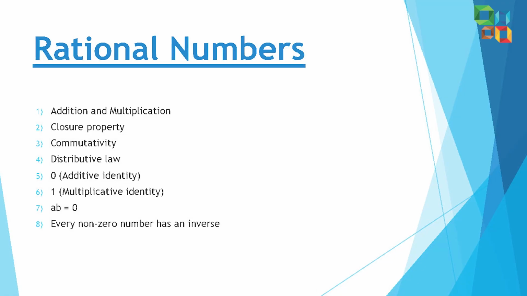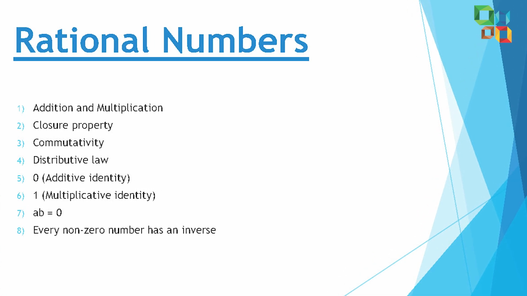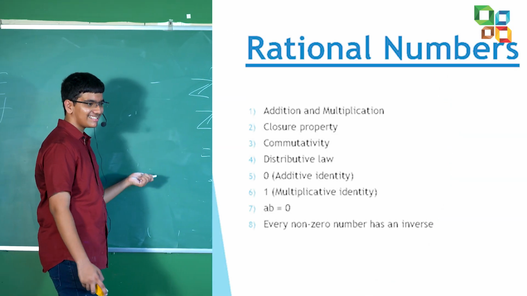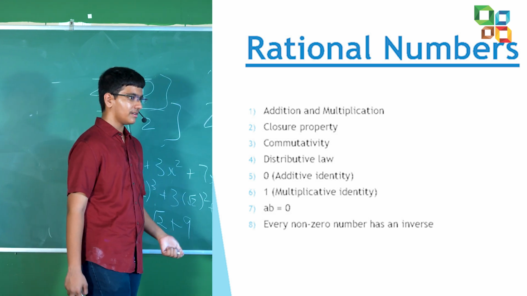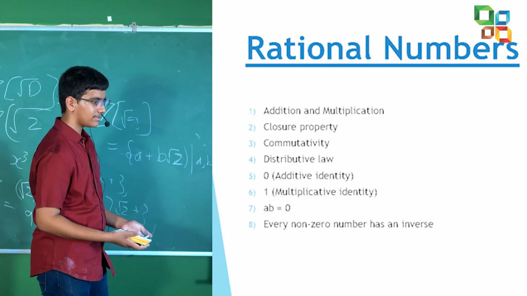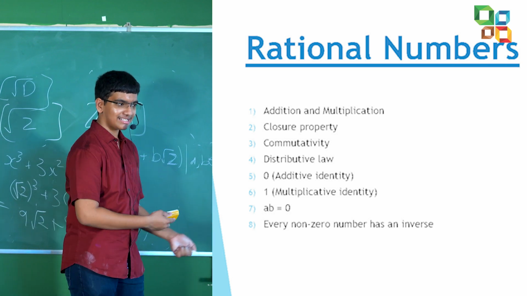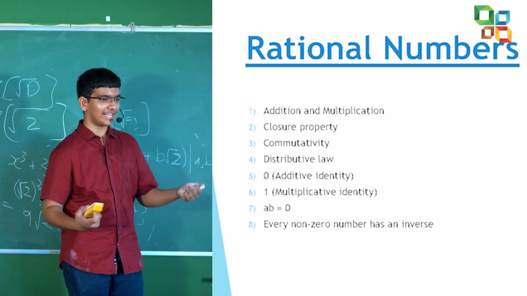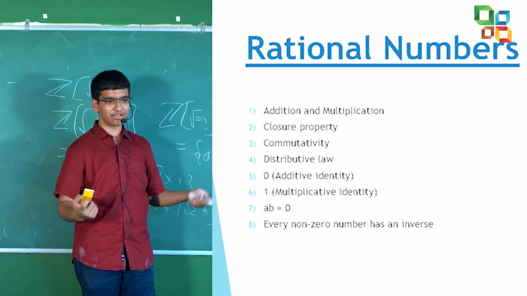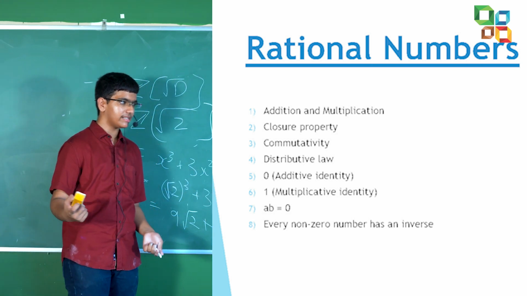Rational numbers. What are rational numbers? P by Q, where P and Q are integers, Q is not 0. Can you add rational numbers? You can multiply rational numbers. Are they closed? When you multiply two things, is it commutative? Yeah. Okay, then is the distributive law followed? Yeah. Is there a 0? Is there a 1? Yes. All of it is true. And ab equals 0 means a or b is 0.